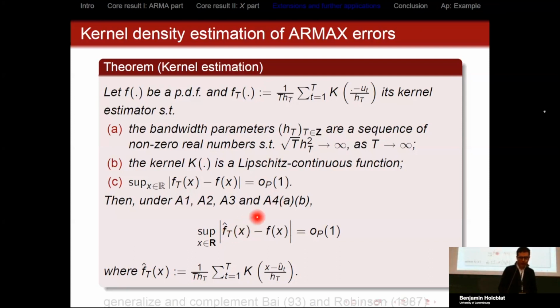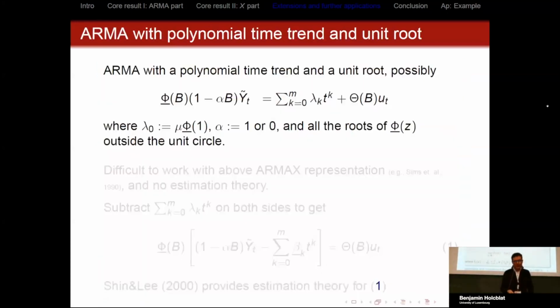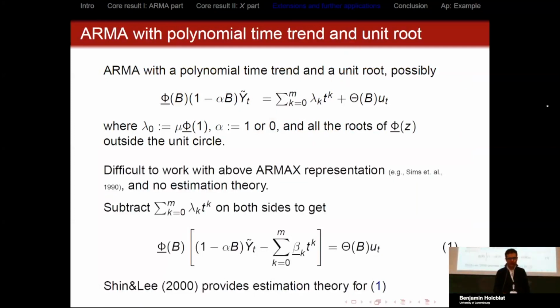that tells you that you can do it under pretty general assumptions. So if you have your kernel estimator of the density, and here it's with the error term, and instead of using the error term you are using the residuals, you still get a uniform convergence. The difference is going to zero asymptotically. We also have some results if you are interested in polynomial time trend and unit root, but I think I will run out of time, so I will skip it.